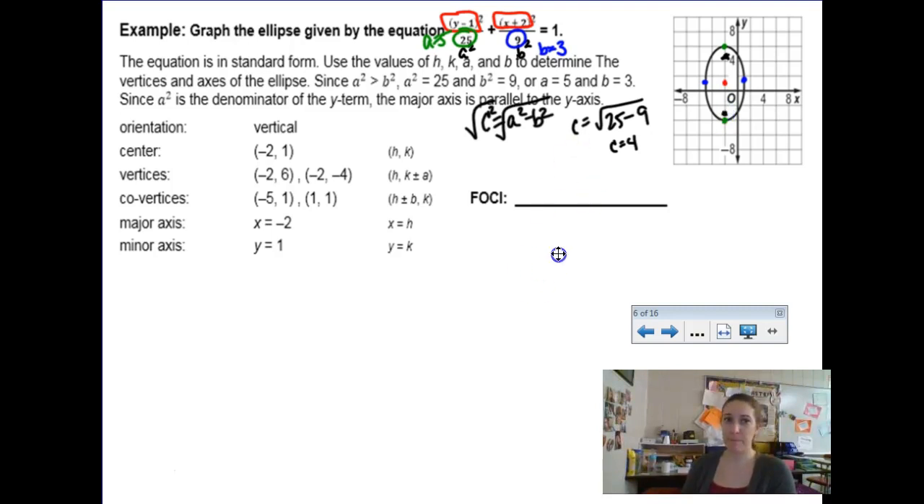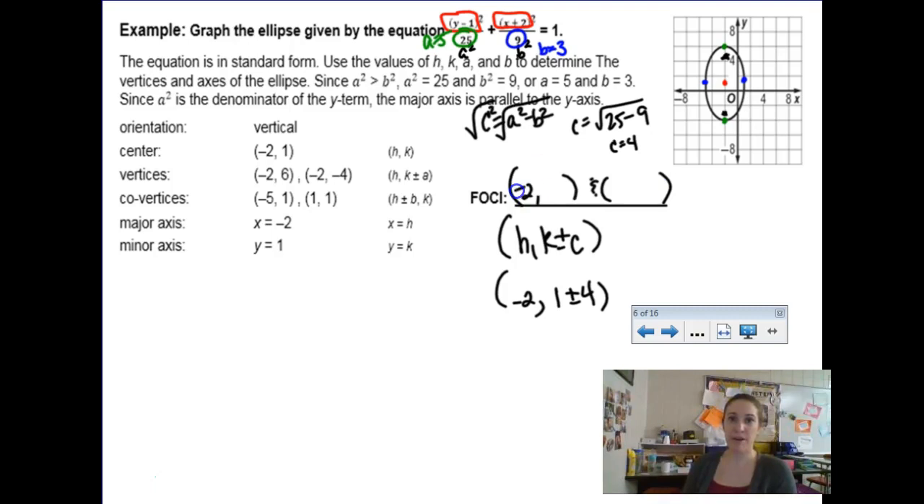Now for the foci, if you use the formula, which I think might be in our best interest at this point, the foci's formula is h, comma, k plus or minus c. So this is for a vertical ellipse. So h was negative 2, and then we're going to take 1, and add and subtract a distance of 4 units. So what I do now is I actually separate them and write their 2 ordered pairs here. Negative 2, comma 5, and negative 2, comma negative 3. Alright, so we have all the pertinent information.